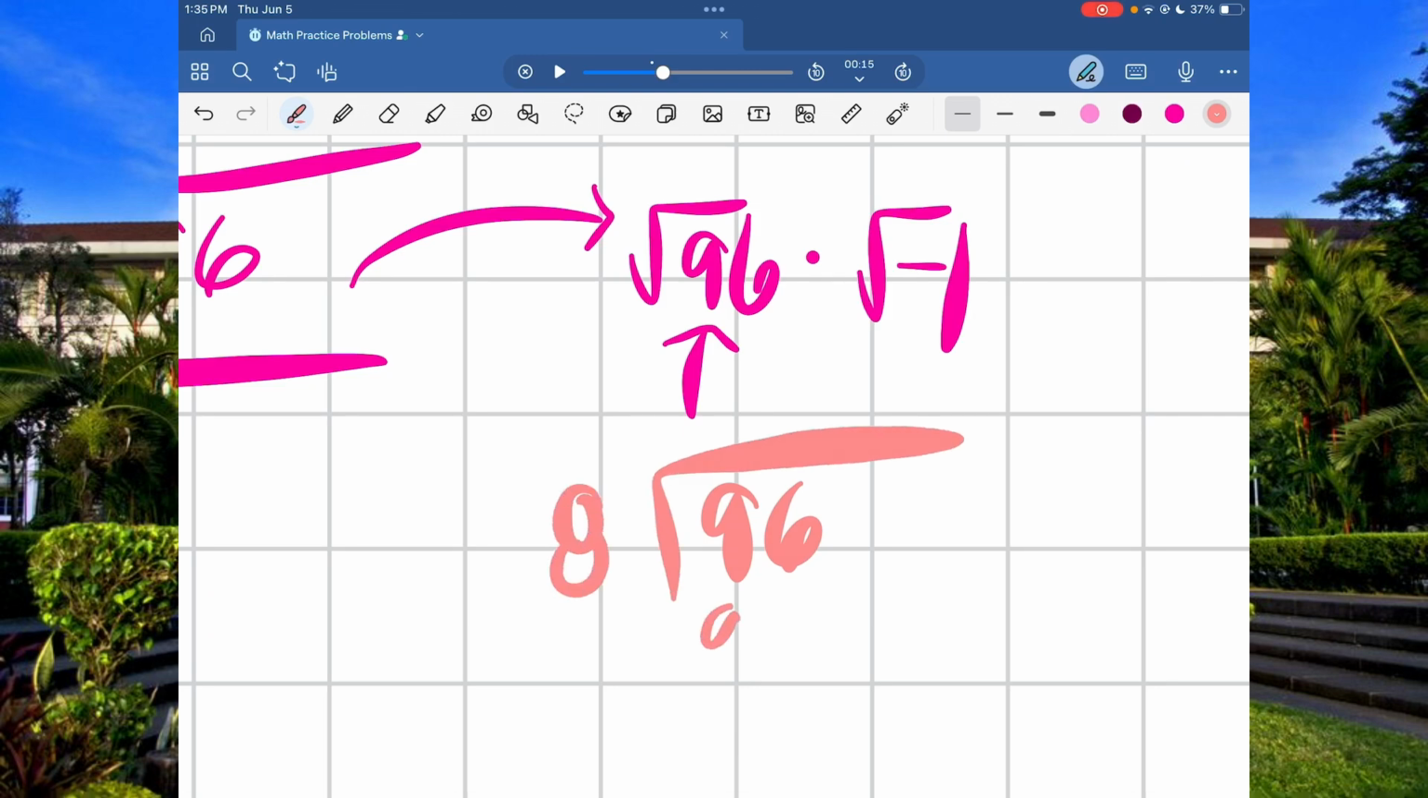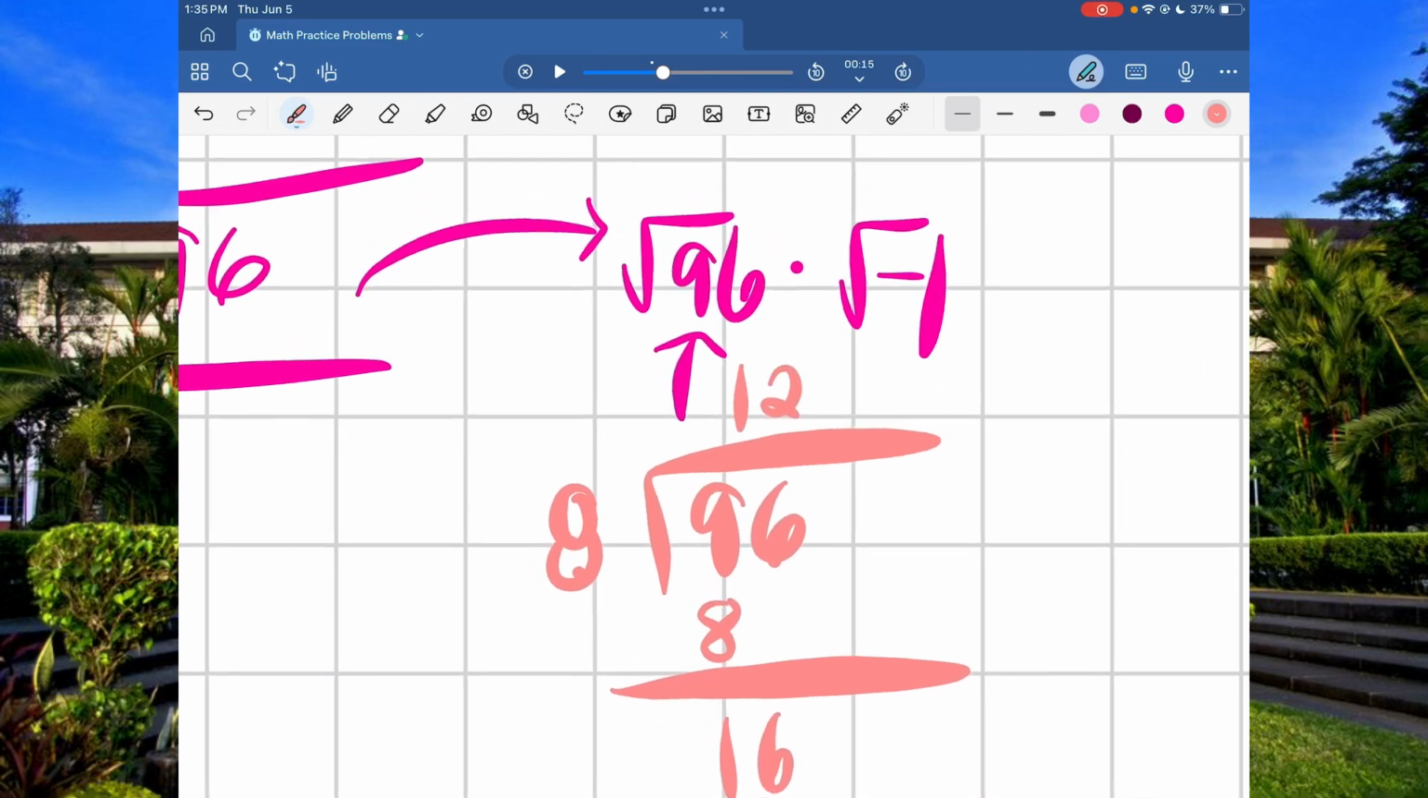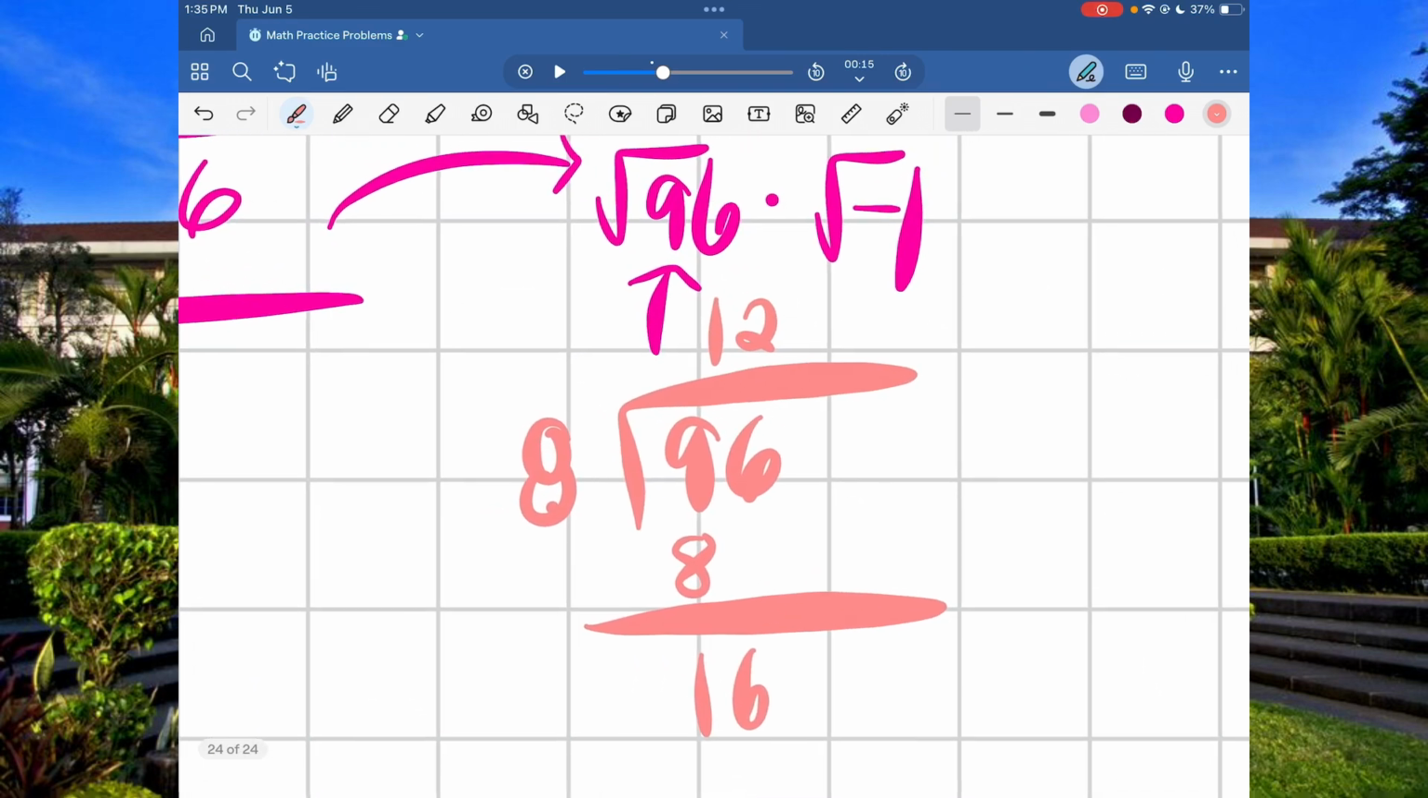96 divided by 8, 9 divided by 8 is 1 times 8. Oh my god, I'm so tanga today. 9 divided by 8 is 1. 1 times 8 is 8. 1, 6. 16 divided by 8, we have 2.